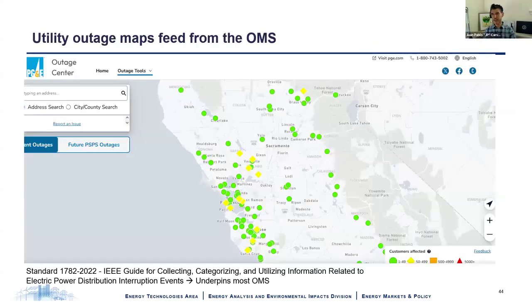And this is the kind of thing that is behind what you see in these kinds of utility outage maps. This is one example from PG&E. You have probably all been familiar with these maps, depending on where you live, and the outage management system is what supports these kinds of maps.